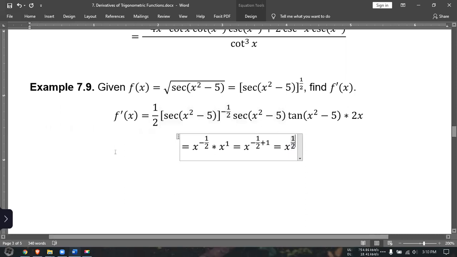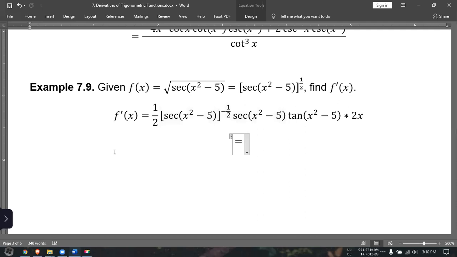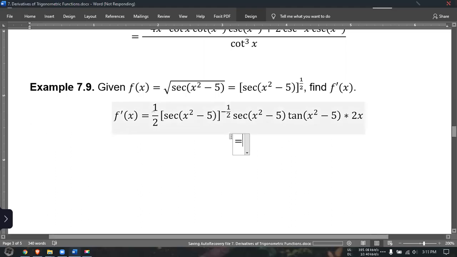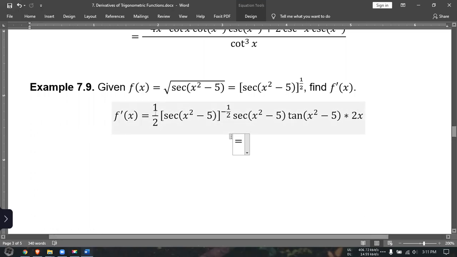Just apply that, ha? But before that, simplify 1/2. 1/2 there. Okay. 1/2 here. Times our constant multiple there, 2x. Okay, 1/2 times 2x is 2x over 2. 2x over 2 is simply x. Okay, this is simply x.